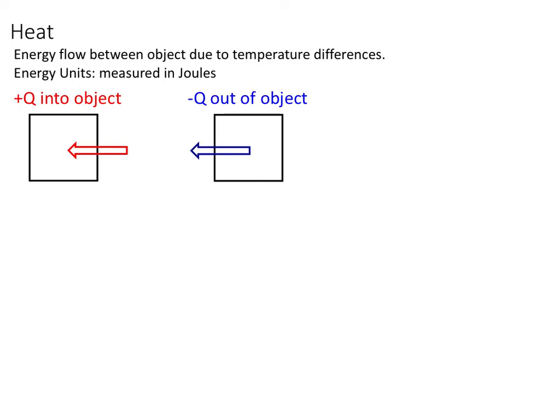We use the symbol Q, capital Q, for heat, and Q is positive if energy is going into the object, and Q is negative if energy is going out of the object.